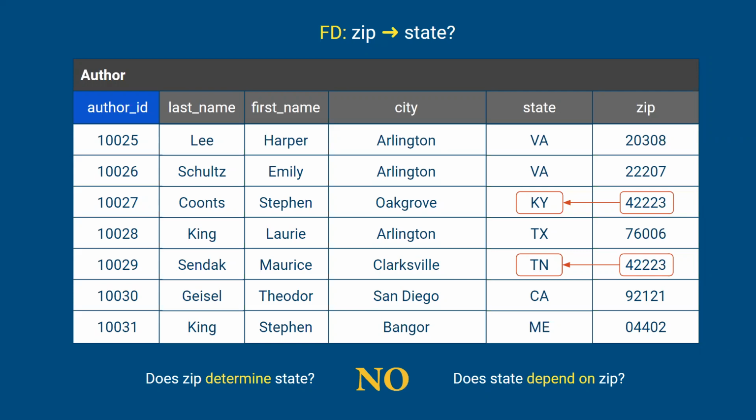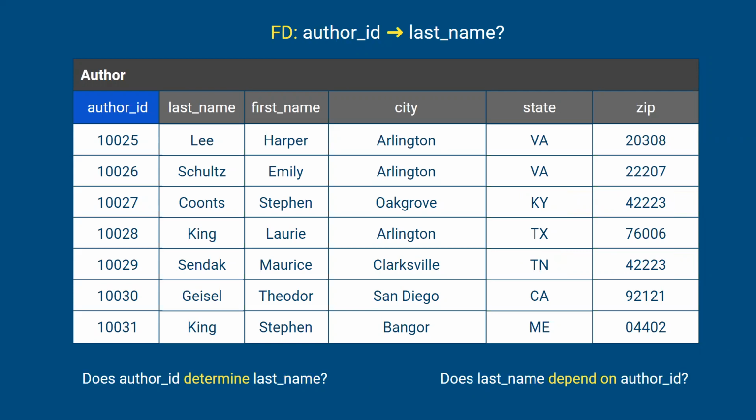I'm starting to think there's no functional dependencies ever. Does author ID determine last name? Yes. Yes, you got there pretty quickly.